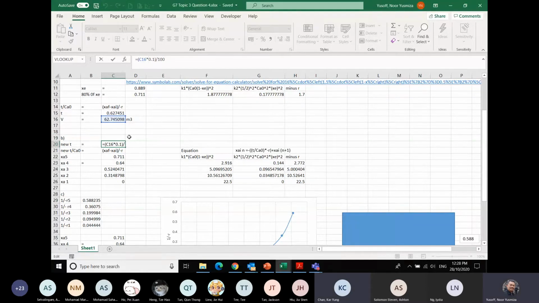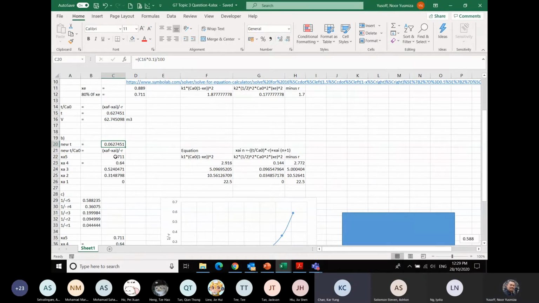So 110 is this, multiplied by 0.1, divided by 100. The 100 is the flow rate. Okay, so this is 110, and 0.1 is 1 over 10. And then you divide that by the 100, which is the flow rate. So this is basically V divided by V prime, which is your tau. Good. So this is the new tau.